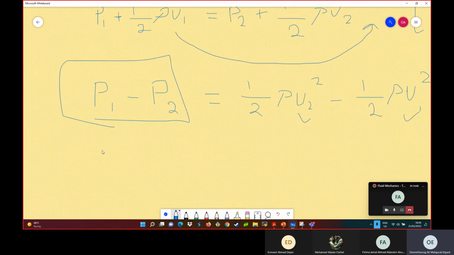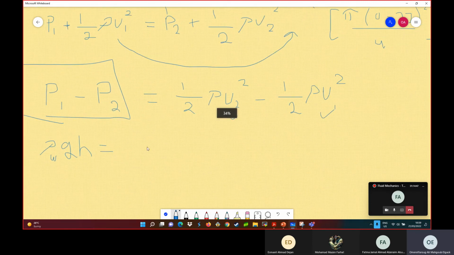So remove this one and put rho water g h equal to the right-hand side. Take half rho as a common factor. This is air. Don't mix up rho here and rho here. This is the working fluid in the duct, but this is the fluid in the manometer. So take half rho air as a common factor. You have V2 squared minus V1 squared.